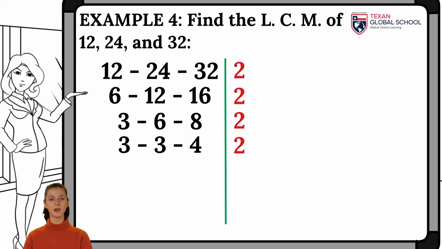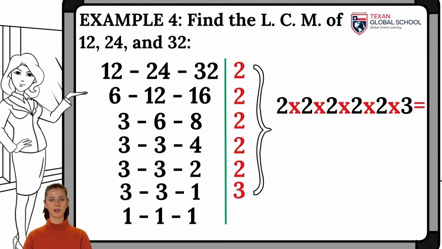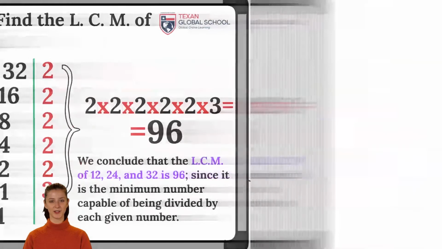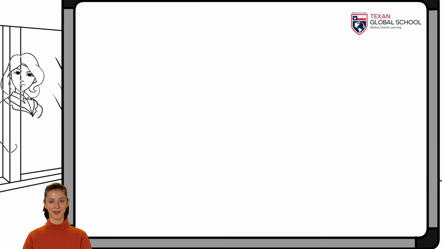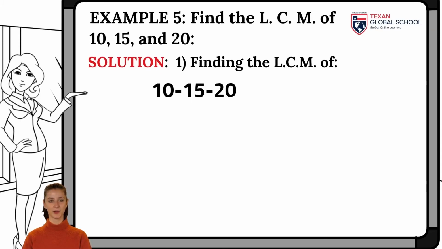We divide by 2 again since at least one number is divisible. We obtain 3, 3, and 2. Again by 2, resulting in 3, 3, and 1. Finally, we divide by 3, resulting in 1, 1, and 1. The product of these multiples will be the least common multiple of that set of numbers, which is 96, since it is the smallest number capable of being divided by all those numbers.